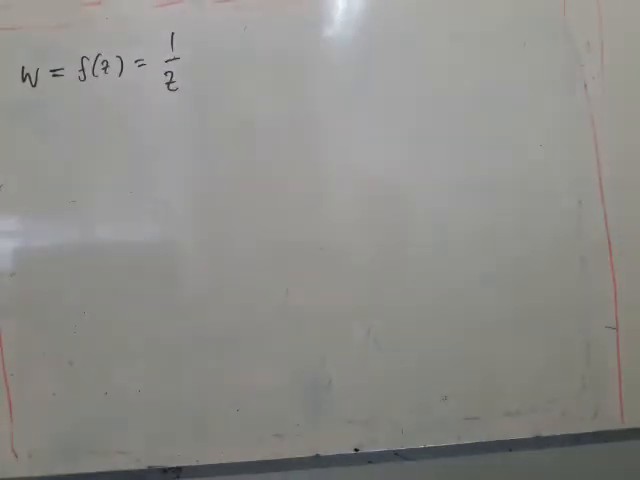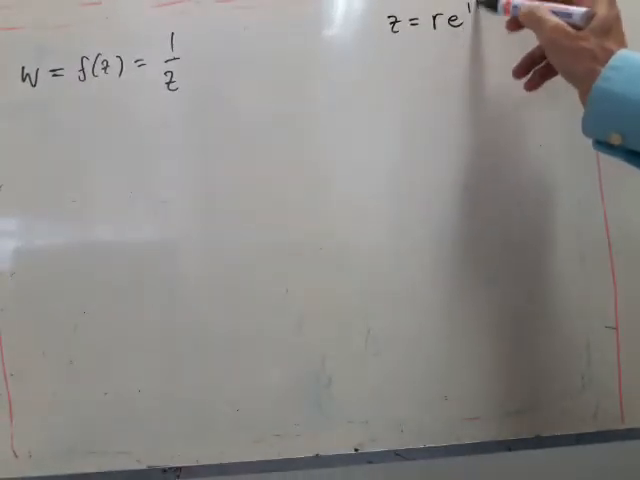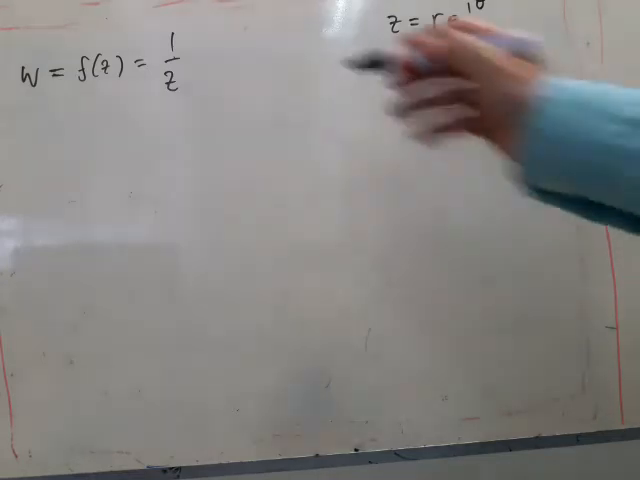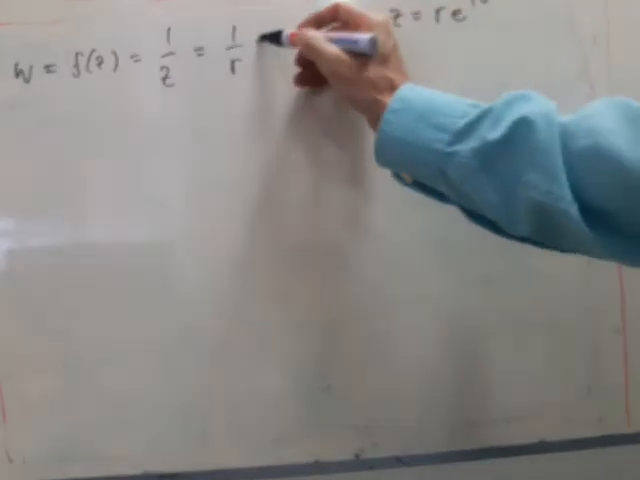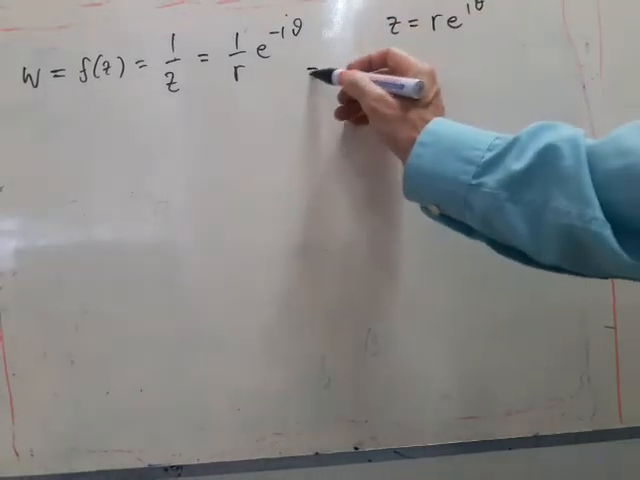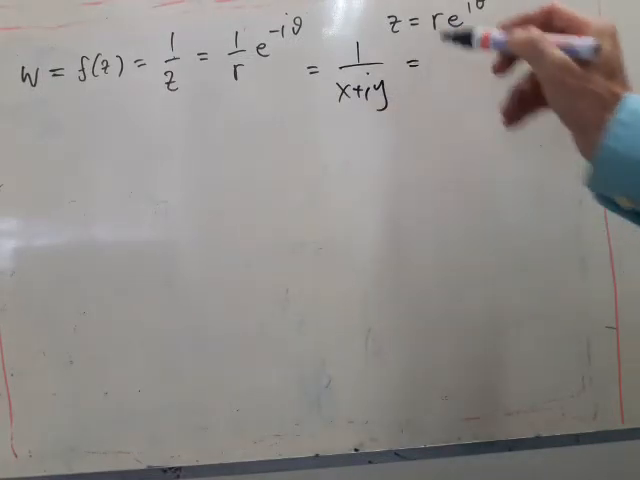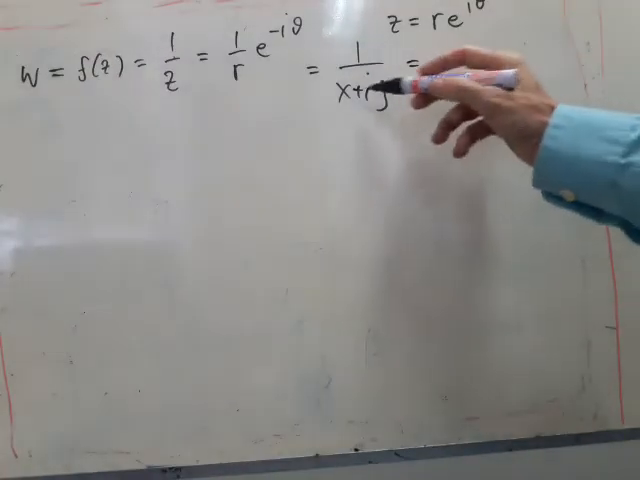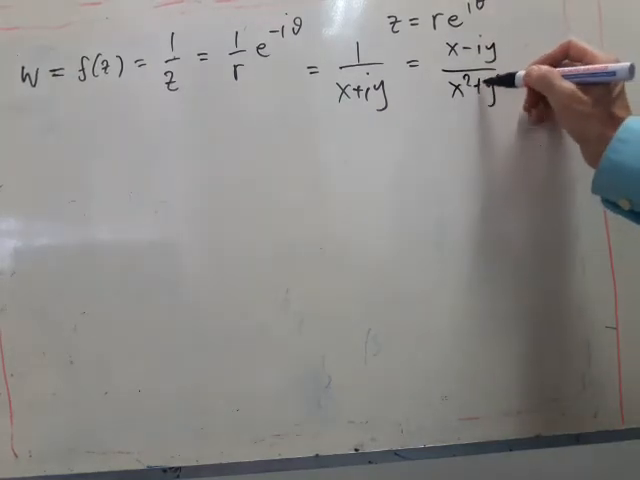So the mapping w equals 1 over z is known as an inversion. It's easiest to see what's happening if we write z in polar form. Then you can see that this is equal to 1 over r, and 1 over e to the i theta is e to the minus i theta. We can also write it in Cartesians. So we've got 1 over x plus iy, and multiplying top and bottom by the complex conjugate gives us this.